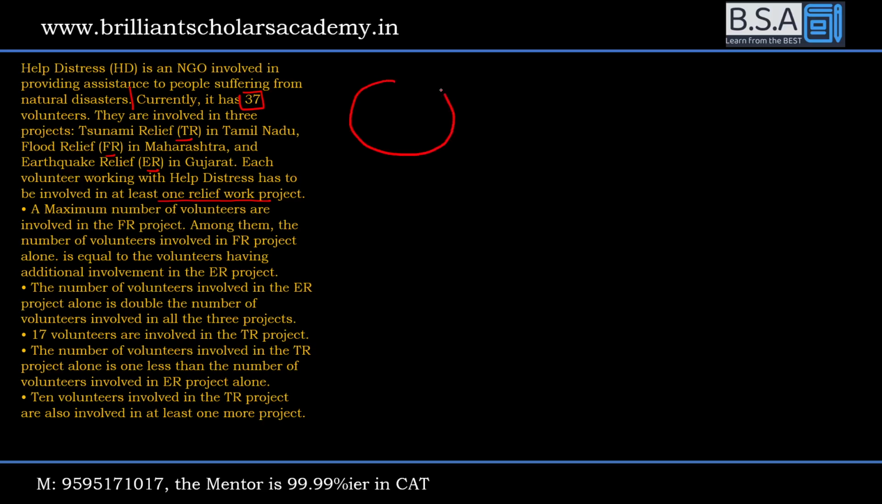What are the names of these relief projects? One is tsunami relief, one is flood relief, and one is earthquake relief. And everyone has to participate. That means all 37 numbers are within these circles. Outside there is 0. A maximum number of people volunteered for FR project.